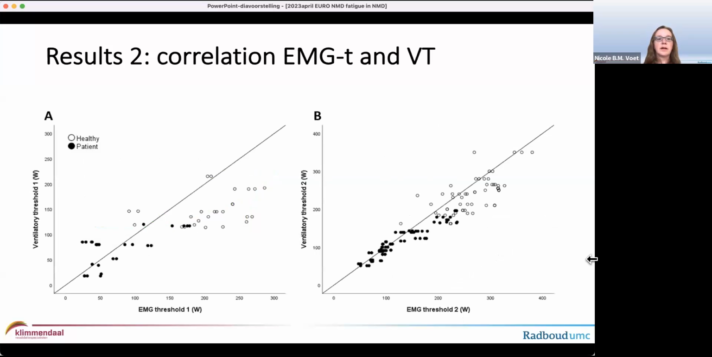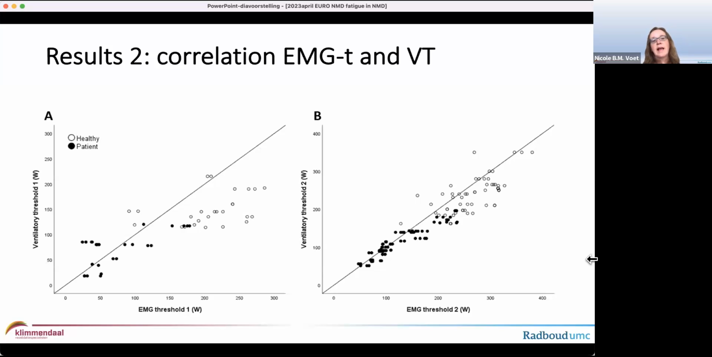The black dots are the patients and the white dots are the healthy subjects. But the most important finding, which you can see in the first EMG threshold, is that the timing of the ventilatory threshold is on the y-axis and the timing of the EMG threshold is on the x-axis. When the dots are on the line, there's no difference in timing between the thresholds.